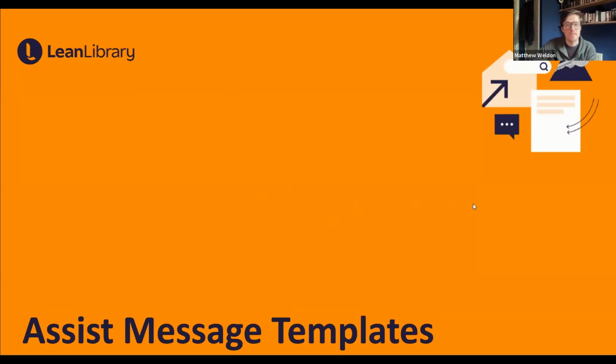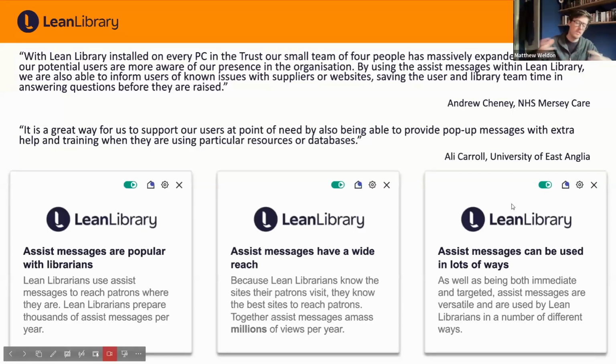So having talked about some of the settings that you might want to check now at the beginning of the academic year, we also wanted to flag some of the work that our product and tech teams have been doing over the summer to help make Lean Library easier than ever to use, and for you to get the most you possibly can out of it. One of the things they've been working hard on is assist message templates. Now you can see there's a couple of quotes from some Lean Library users around assist messages and the benefits that they bring to their respective institutions.